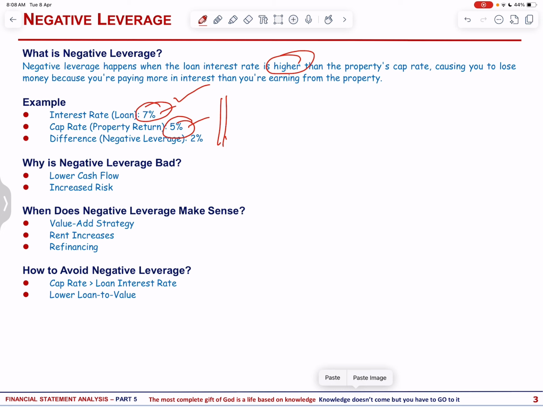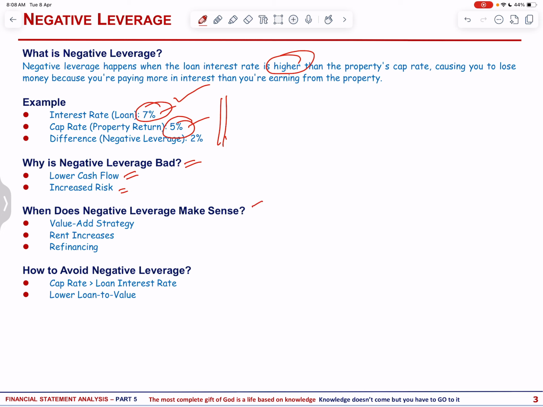Now, why is negative leverage bad? The reason is negative leverage reduces the cash flow from your property because you are paying more in interest than you are making from rent or other property income. If you are depending on cash flow to cover expenses or make a profit, negative leverage can lead to more financial strain. So, if the property's performance doesn't improve via renovations or increased rents, etc., you could be stuck with a property that cost you more than it brings in.